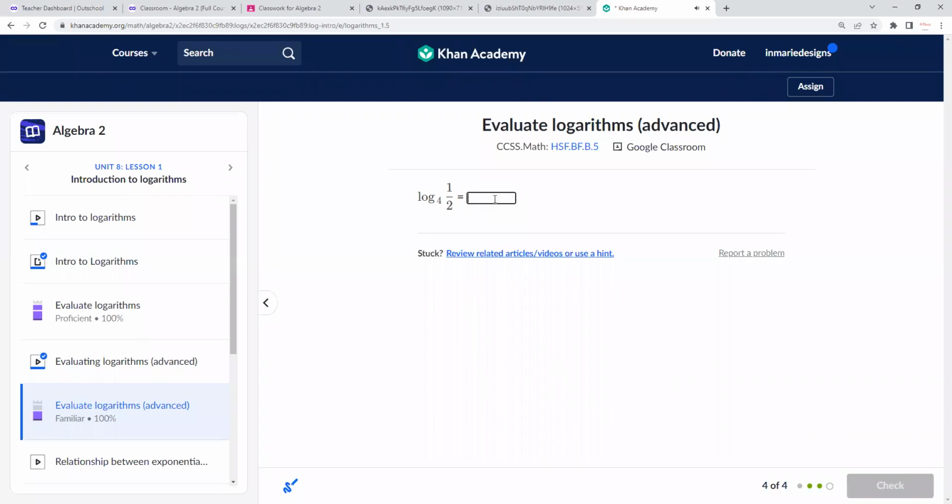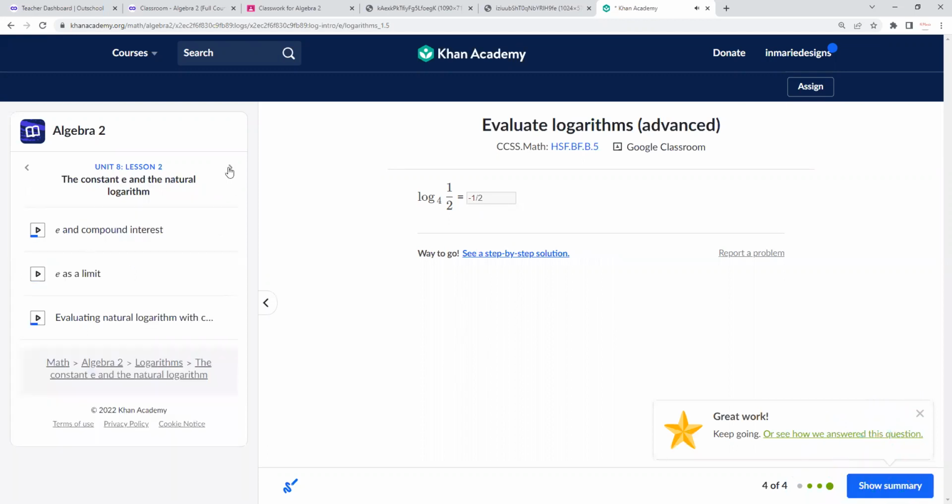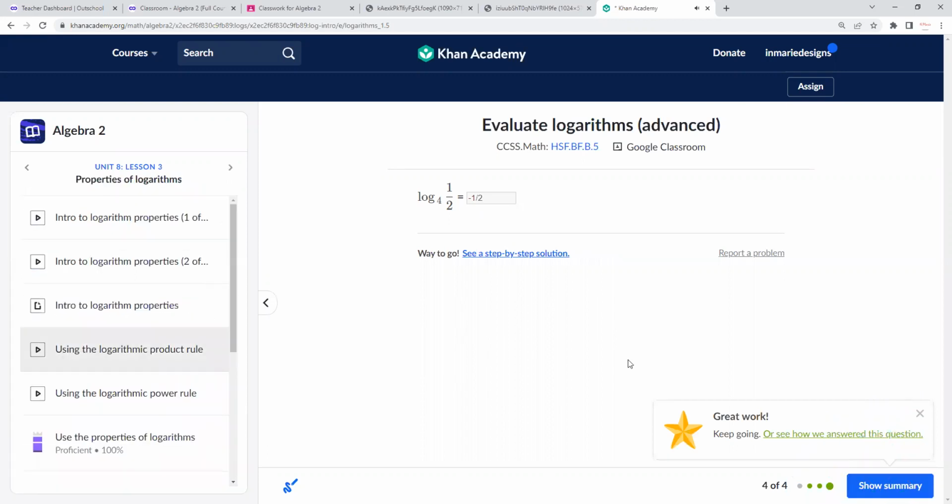And 4 to the something gets you 1/2. Might be 4 to the negative 1/2. Let's check. 4 to the negative 1/2 gets you a half. So those are a little more challenging, but same thing. Moving on.